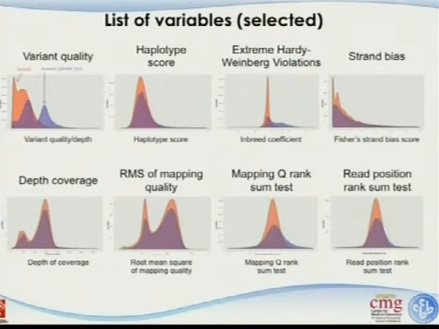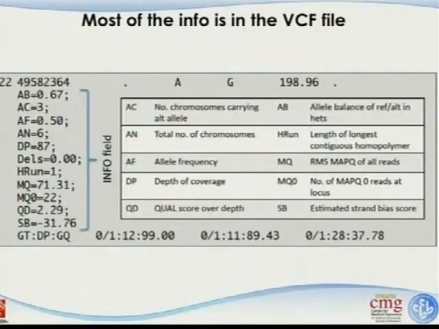And how many of those? And you can get your own list as well. With different populations, the good SNPs or a mixture of good and bad SNPs, their distributions are slightly different. Okay. Actually, most of the information that we need is in the VCF files.